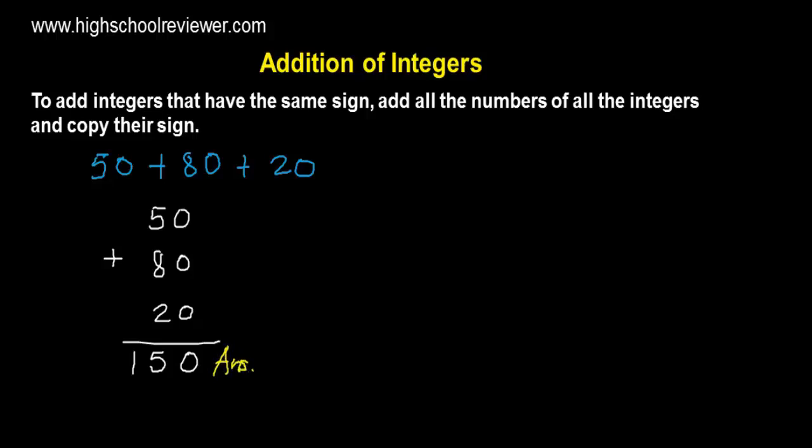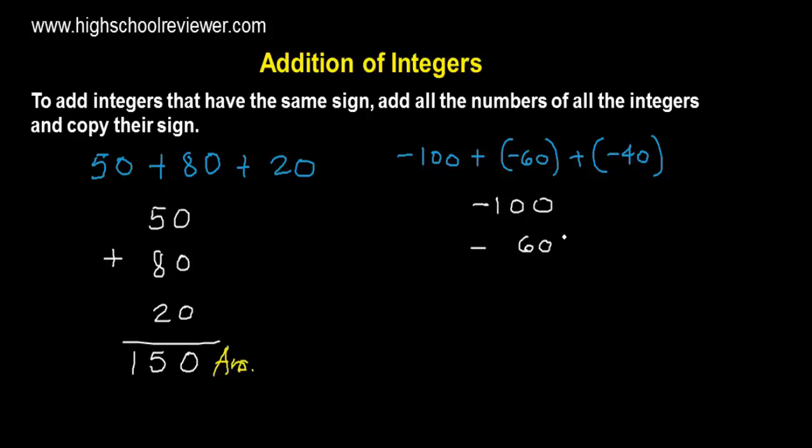Let's have another example. We have negative 100 plus negative 60 plus negative 40. Again, we will add them vertically. But since they are negative, do not forget the negative sign now. We have here negative 100, negative 60. Arrange them based on their places. And we have here negative 40. And again, do not forget the addition sign. Let us start at the rightmost portion.